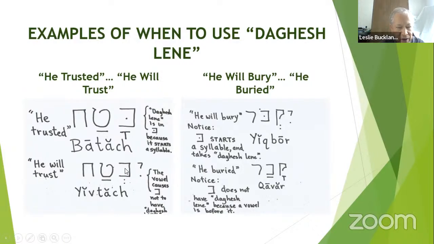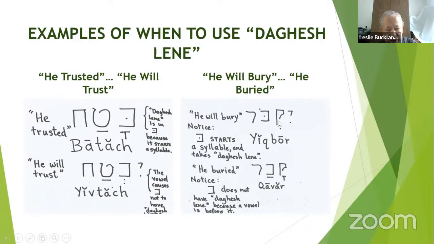And this really comes at the end of the syllable. It does not start the syllable. It does not start the syllable like in ba. It ends the syllable of yiv. And another thing is, there is a vowel that comes before the letter. The vowel short hirik. And the vowel also causes Vaith not to have dagesh lene. Yivtak means he will trust.